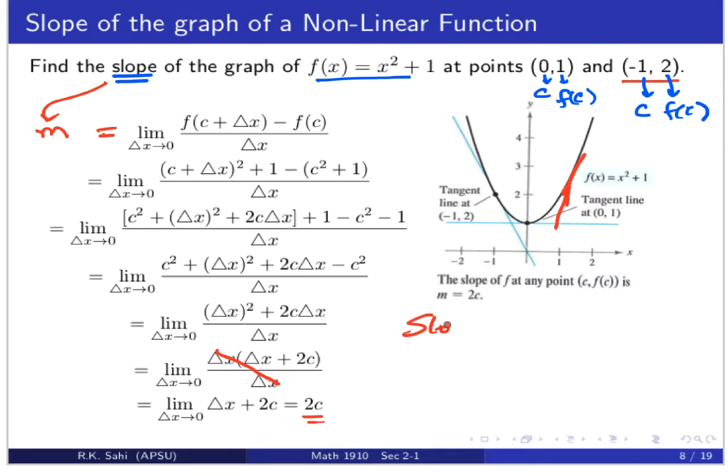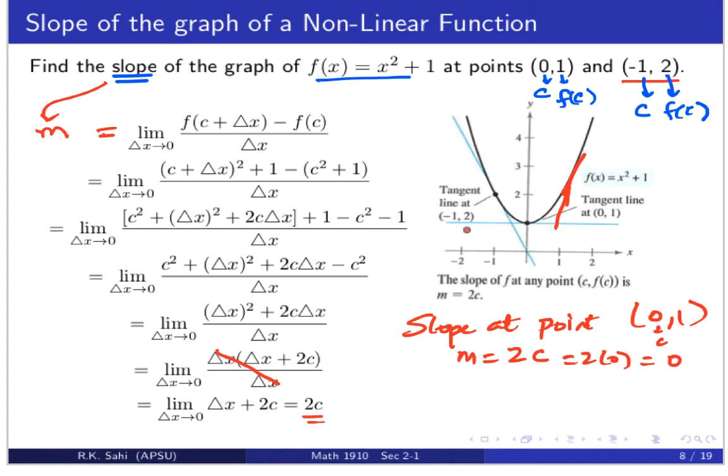So what is the slope at point (0, 1)? The formula gives m, the slope, is 2c. Now remember, your c is 0. This is your c. So what is it now? 2 times 0 is 0.